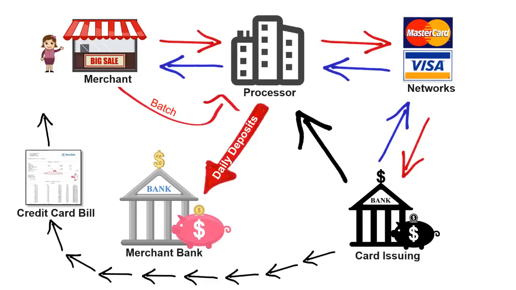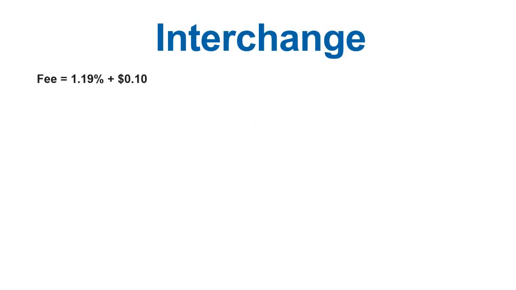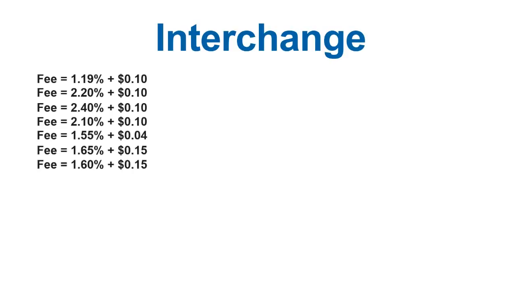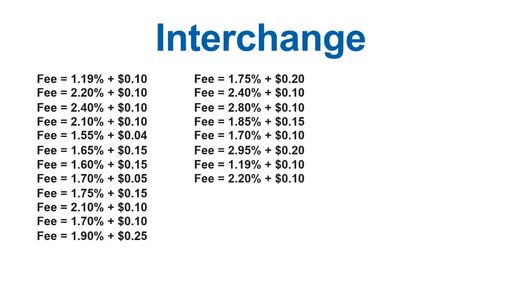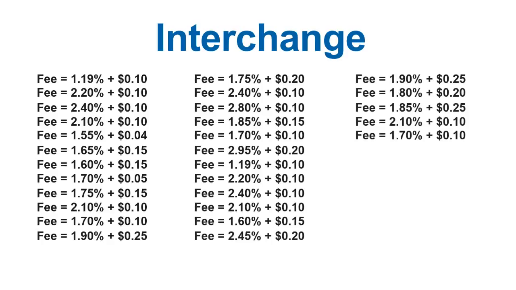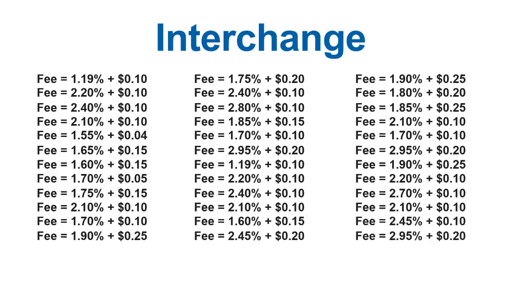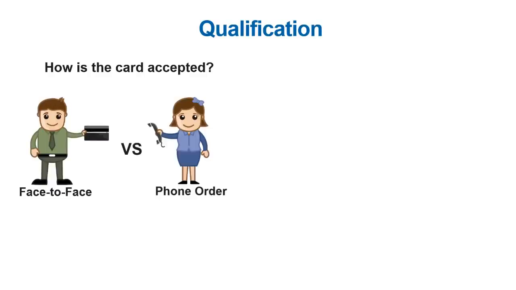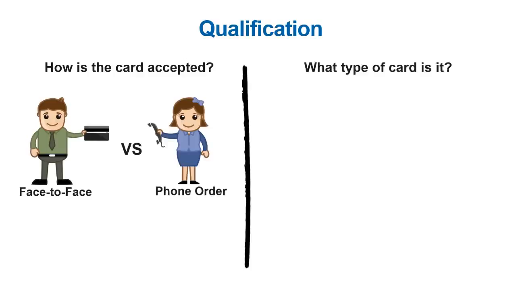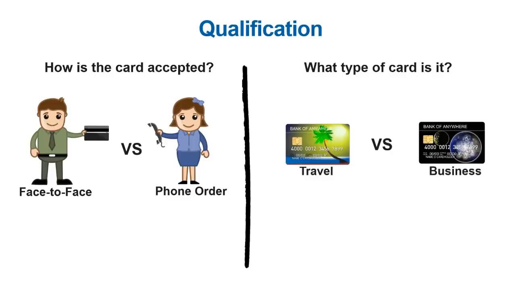What is interchange and what role does it play? Interchange is a schedule of fees that determine the price for all credit card transactions. There are hundreds of interchange levels, and each is comprised of a set of qualification requirements that must be met in order for a transaction to fall into a certain category. The two main qualification requirements are, number one, how the payment is accepted, whether it's face to face or over the phone, for example. And the second is the type of card that is used, whether it's a consumer card or a business card, for example.